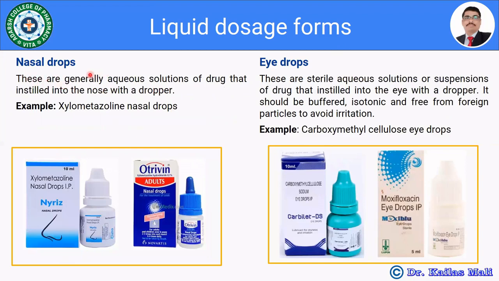Let us see the nasal drops. Nasal drops are generally aqueous solutions of a drug that is instilled into the nose with the help of a dropper. For example, xylometazoline nasal drop and Otrivin nasal drop. Eye drops. Eye drops are sterile aqueous solutions or suspensions of drug that are instilled into the eye with a dropper. It should be buffered, isotonic, and free from foreign particles to avoid irritation. For example, carboxymethyl cellulose eye drop. For example, moxifloxacin eye drops.